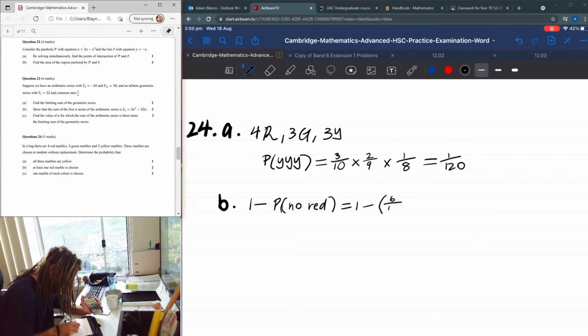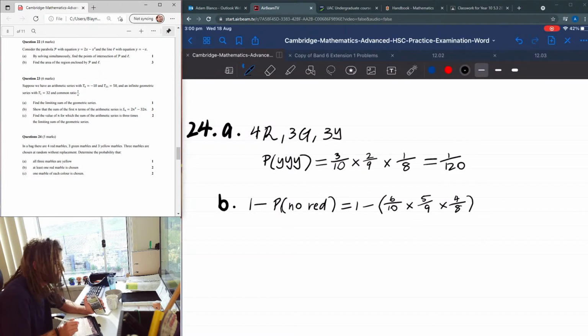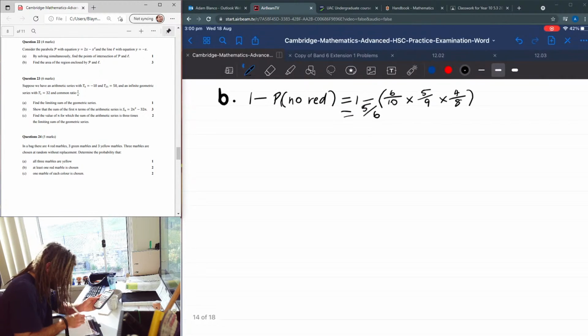6 out of 10. Then there'll be 1 less. So it's just 5 out of 9. 4 out of 8. Why did it take me so long to go 9 minus 8? Okay, and that's equal to 1 minus 6 on 10 times 5 on 9 times 4 on 8. That's 5 on 6. Oh, so it's a pretty high chance you can get at least a red, which actually kind of makes sense. That's why I was thinking about it so much.